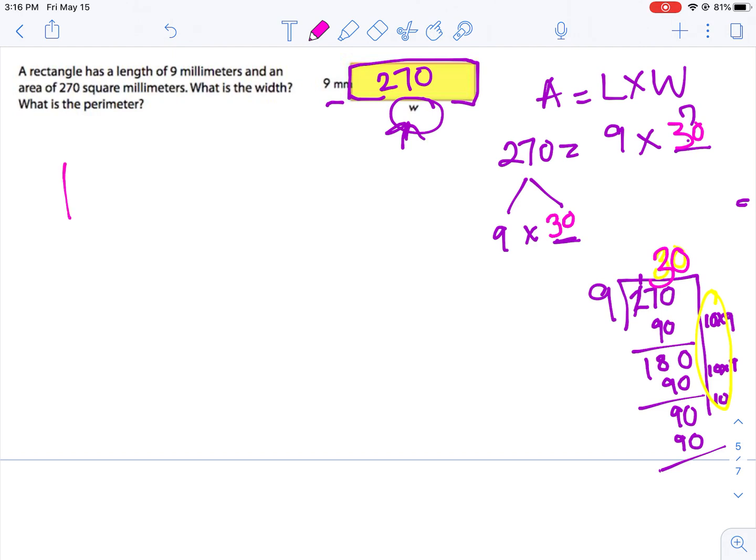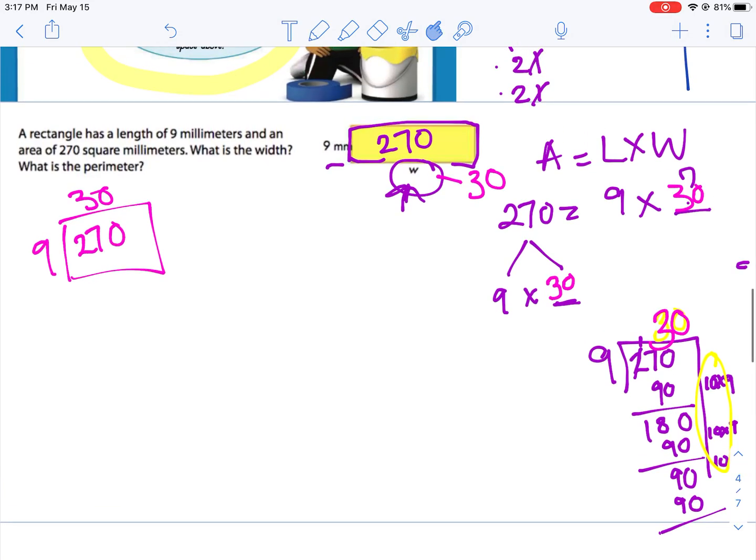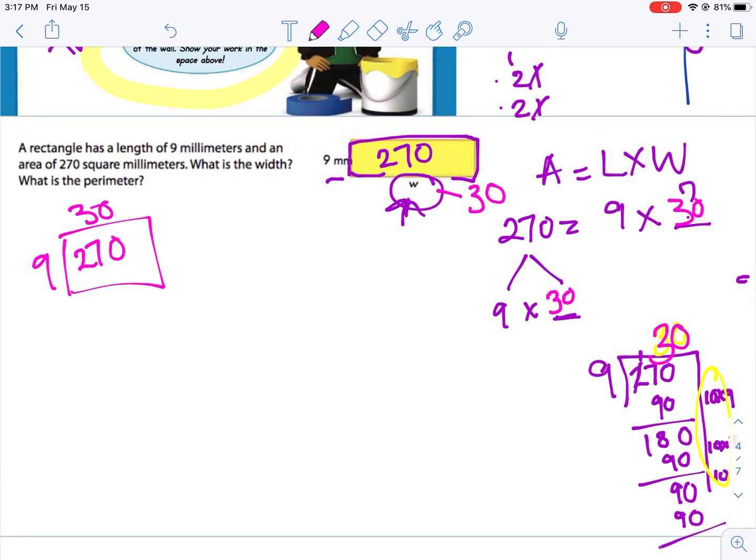So how can we be certain? Let's try 30 times 9. 9 times 3 is 27, and the Hernandez hack, so 270. So now we know. So that means that this right here is 30. So if we know 30 is there, then we know 30 is here. And if we know 9 is here, then we know 9 is over here.